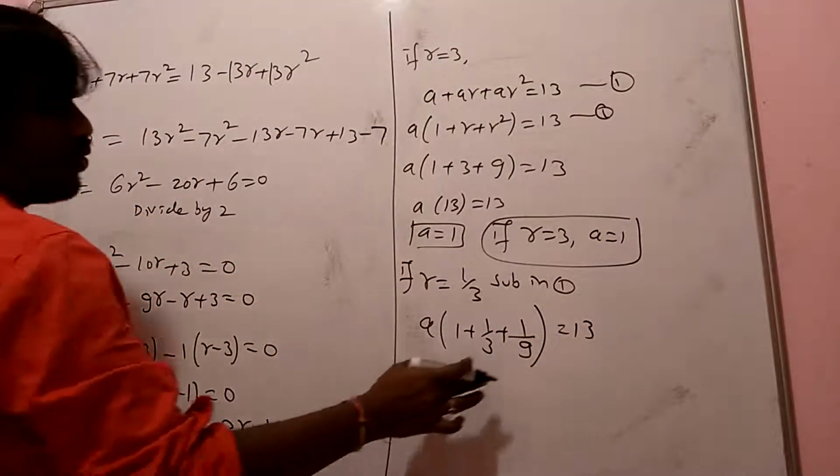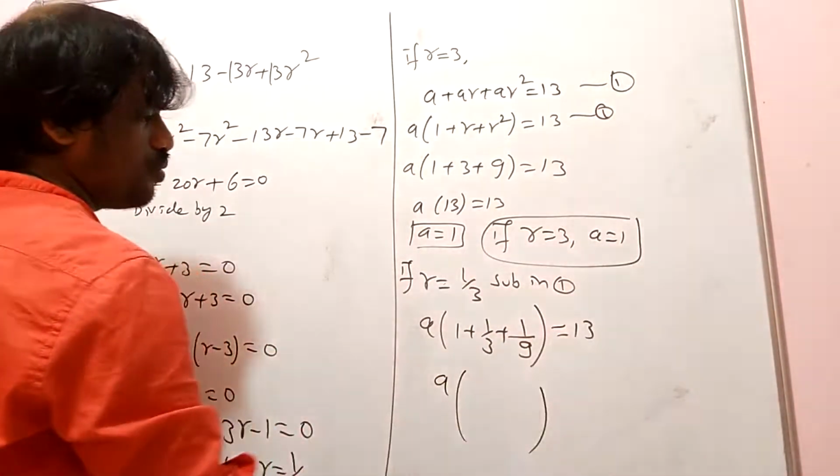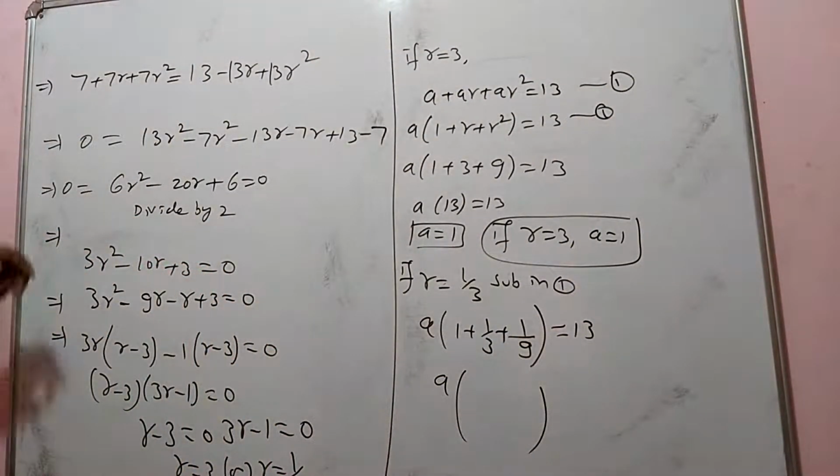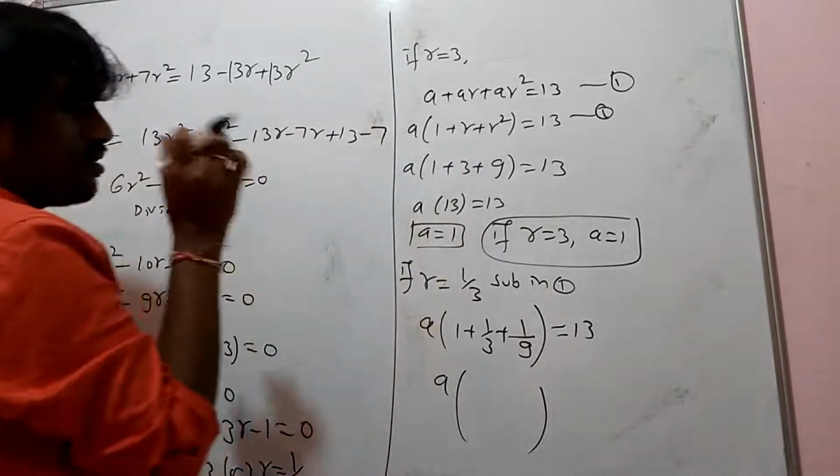Therefore, you have to solve for a. r is equal to 3 you got, and r is equal to 1 by 3 also. What are you going to get? That is also important, correct? So you are substituting r value 1 by 3 in this.